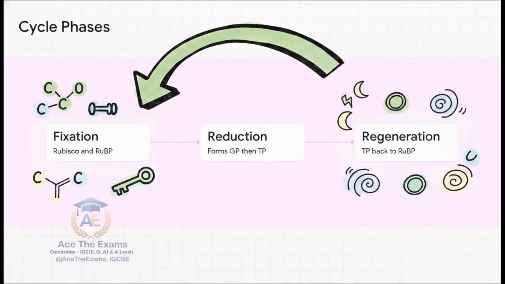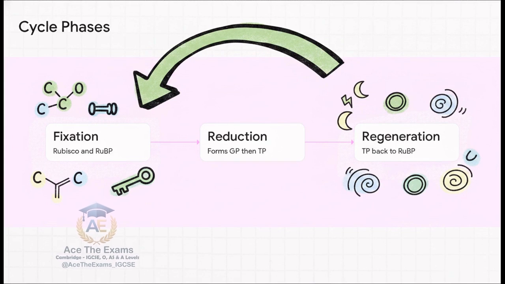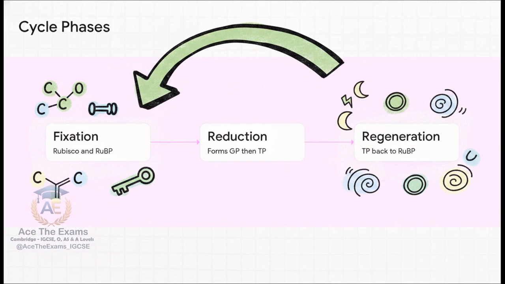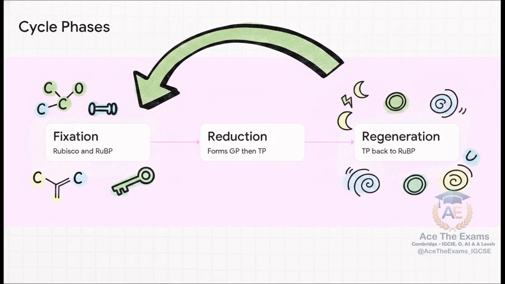And this brilliantly illustrates the whole continuous, logical flow. Step 1, carbon fixation with Rubisco and RuBP. Step 2, reduction, where we form GP and then TP. And step 3, regeneration, where TP cycles right back into RuBP. It's a closed loop, and you must be able to describe these phases sequentially to lock in your marks. Understanding this progression, that's the literal foundation of high-level biological analysis.